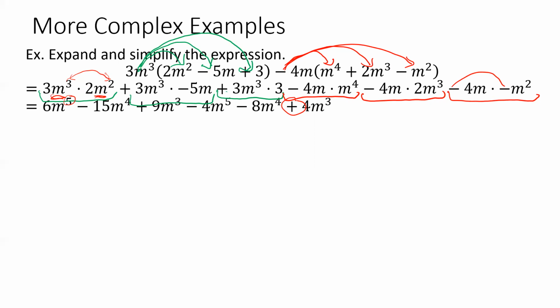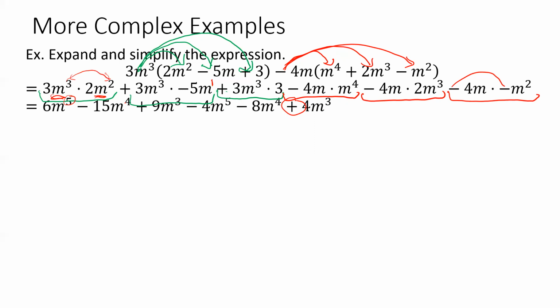And same with the next one, I have 3m to the power 3 multiplied by negative 5m. There's an imaginary exponent of 1. So I'm simply taking 3 plus 1, which gives me 4. And that's how I ended up with negative 15m to the power 4. So I hope you understand where I'm getting all the numbers, all the coefficients and the exponents from. And then finally, I simply add up any like terms.